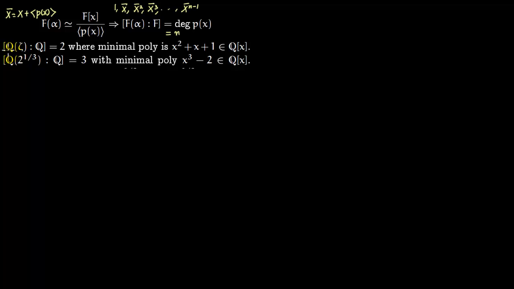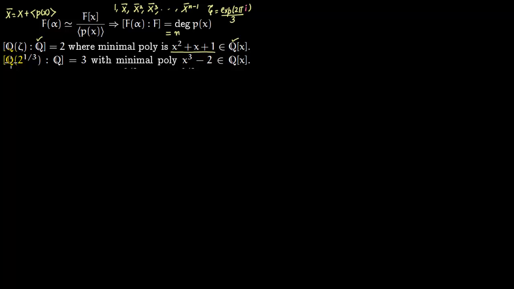So first notice that this Q(zeta) over Q is 2, and this corresponds to the minimal polynomial, this x square plus x plus 1 over rationals. So this is rationals here, this is rationals here. Again, this zeta is nothing but the cube root of unity, exponential of 2 pi i over 3. So this is the cube root of unity.